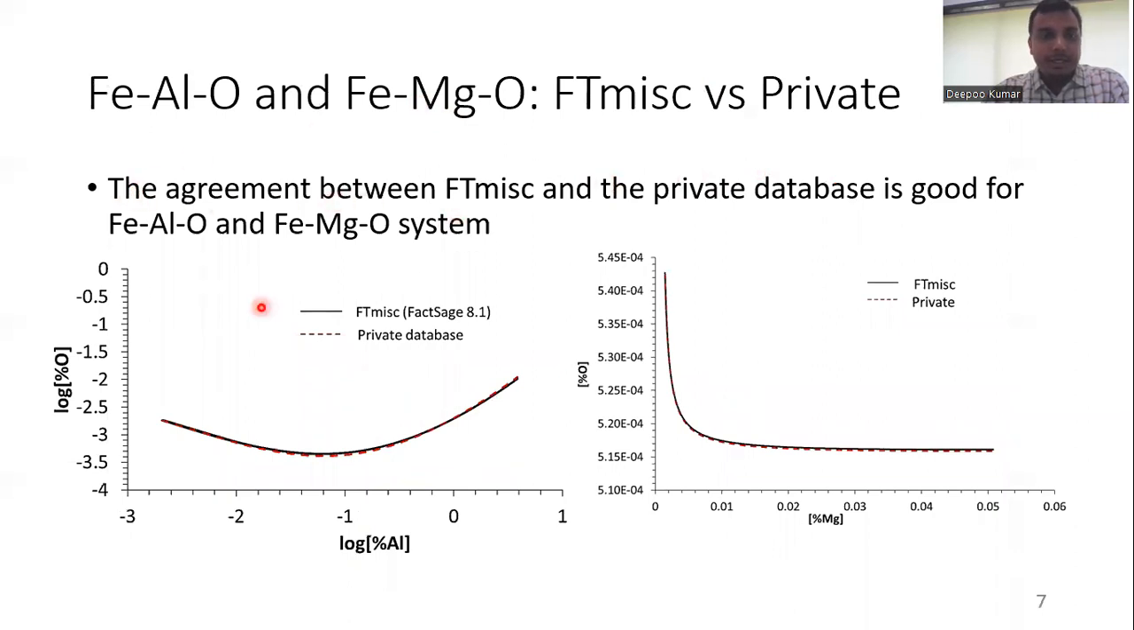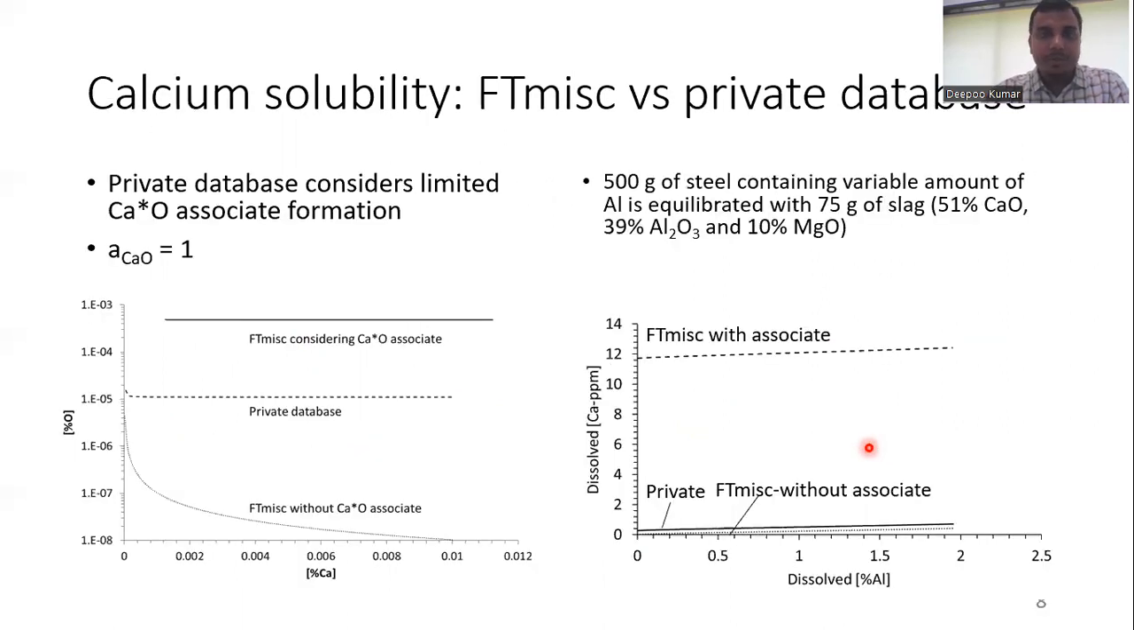So you can see here the solid line presents the results from FTmisc. The y-axis is log percentage of dissolved oxygen, and here it is dissolved aluminum. And of course, when we say dissolved oxygen, it's total dissolved, which includes associates as well. So you can see that the private database is fairly successful. It gives almost the same result as FTmisc for the Fe-Al-O system, and the same can be seen for the Fe-Mg-O system. So now we have confidence in developing such a private database. And now we move to the calcium solubility part.